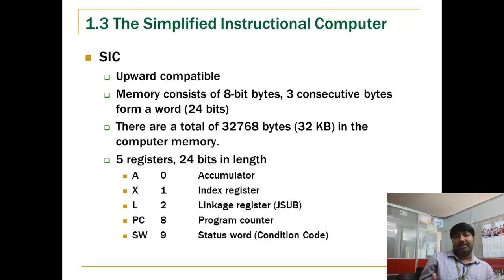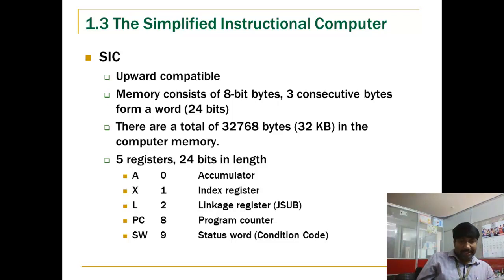If you want to represent a word, that is 24 bits in length. 24 means three 8s are 24, so 3 consecutive bytes will be reserved for maintaining a word. There are a total of 32,768 bytes, 32 KB, in the computer memory. So it's a very small hypothetical computer. That's what we discussed in the introduction itself. So it's 32 KB, that means 32,768 bytes of memory we will reserve.